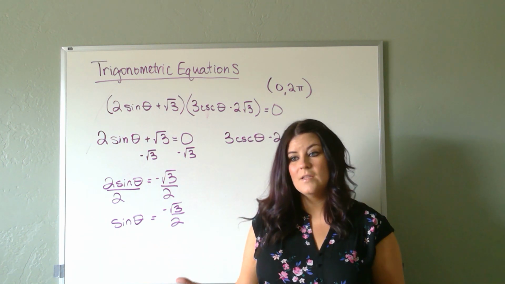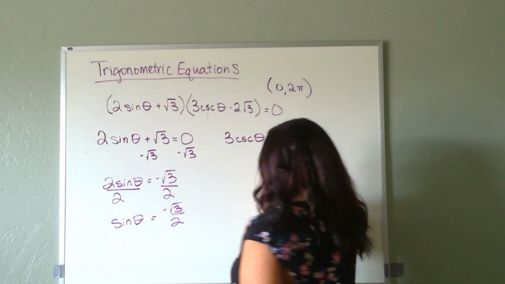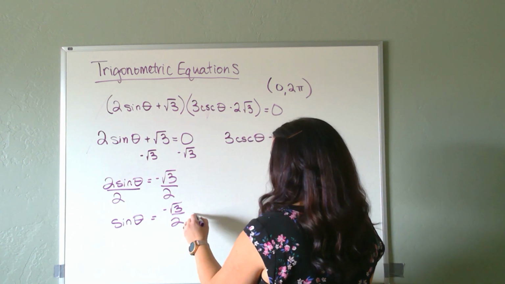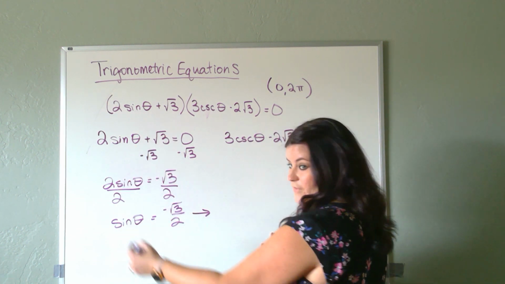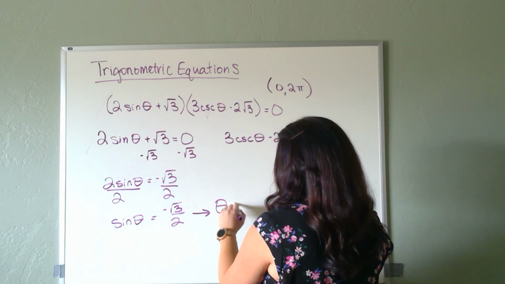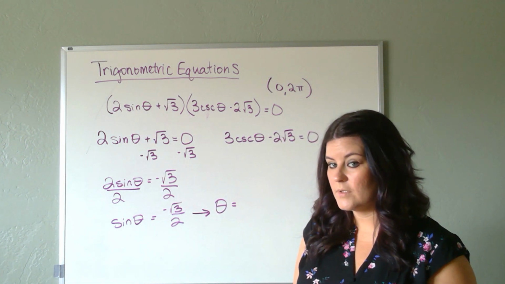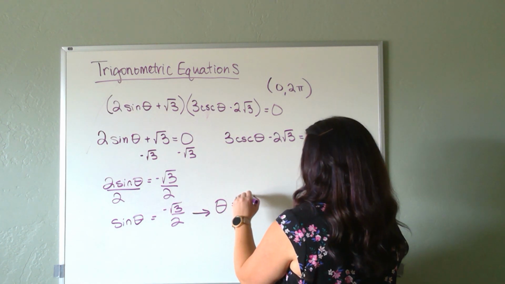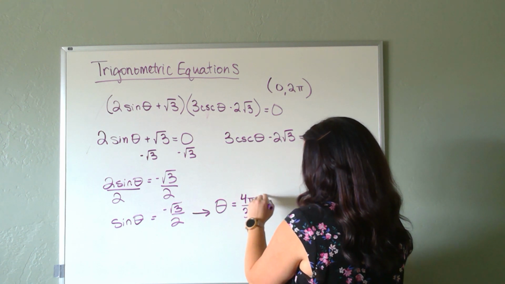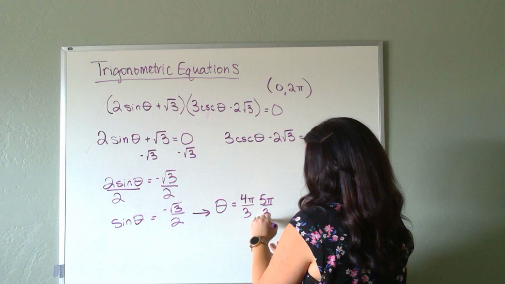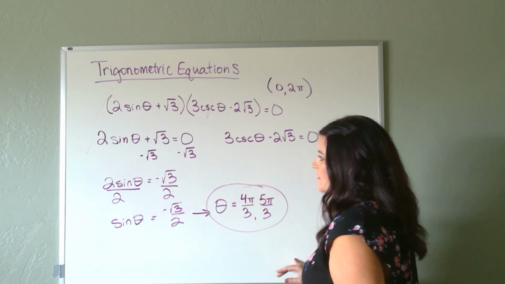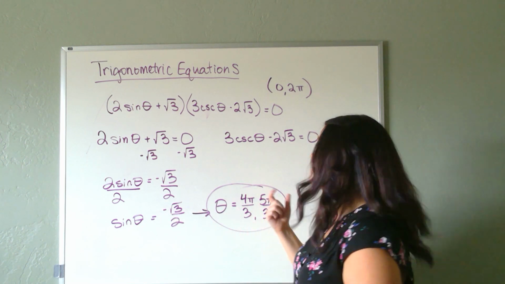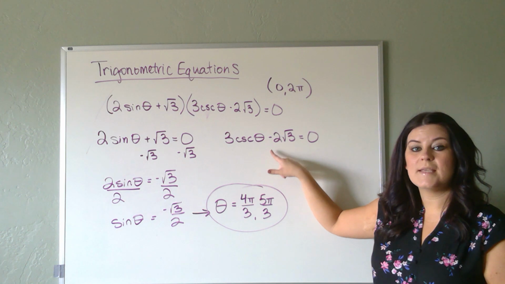So you guys, sine is negative in the third and the fourth quadrants. It's root 3 over 2 at the pi over 3's. So my answers for theta from this factor are going to be theta equals, so reference angle pi over 3, but it's negative, so in the third and fourth quadrant, we're looking at 4 pi over 3 and 5 pi over 3. So you guys, these are two solutions. They only came from the first factor. So yes, these are valid solutions, but I'm also going to have solutions from this second factor.